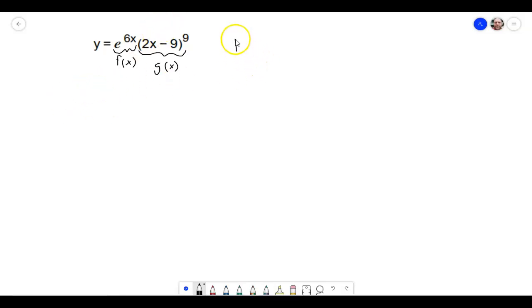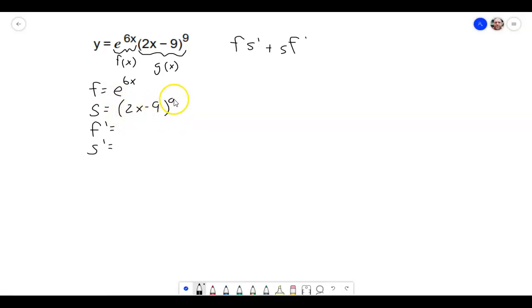So remember the product rule. It's the first times the derivative of the second plus the second times the derivative of the first. I always like to just go through and figure out what is what. So I have the first function, the second function, the derivative of the first function, and the derivative of the second function, and then I'll plug them in there. The first function is just going to be e to the 6x. The second function is just going to be 2x minus 9 raised to the 9th power.